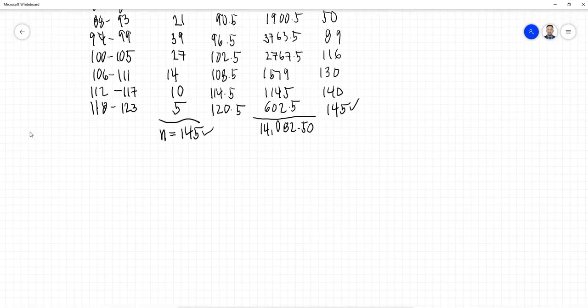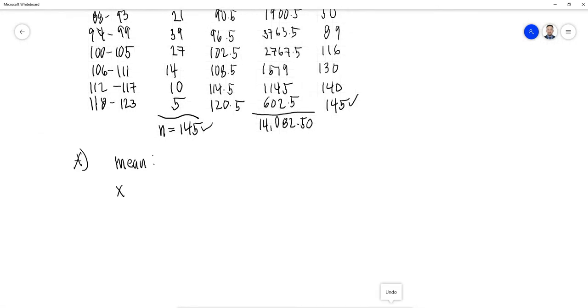Now we will get the mean. X bar is equals to the summation of fx divided by n. Summation of fx is 14,082.50 divided by the number of samples, n, 145. Therefore, our mean is equals to 97.12.